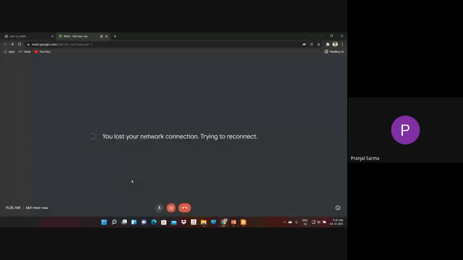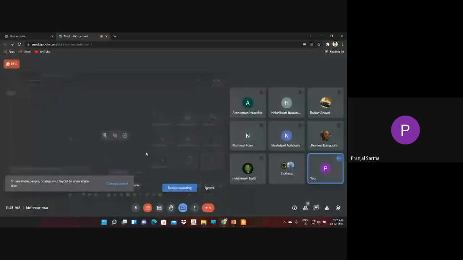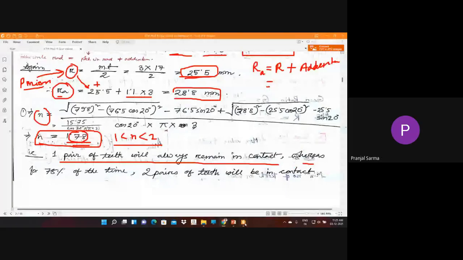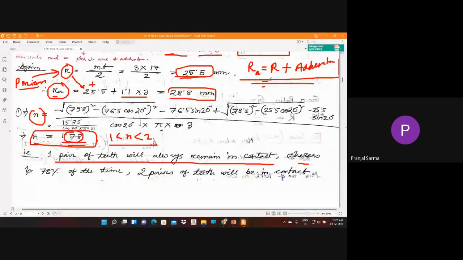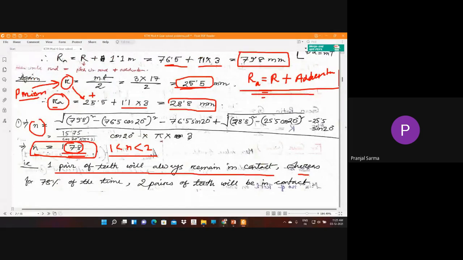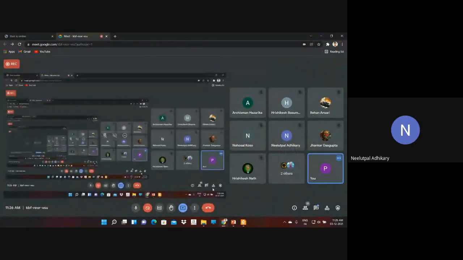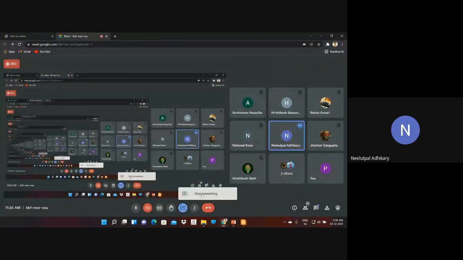Sir. I think we lost the network connection now. I think we lost the network connection in between, it is fluctuating. Yes, sir. Okay, so up to how much have we discussed? The addendum, sir, this RA we have obtained now. So how you obtain that addendum, was that understood? Hello? Yes, sir, understood, sir. Okay. The screen is visible.